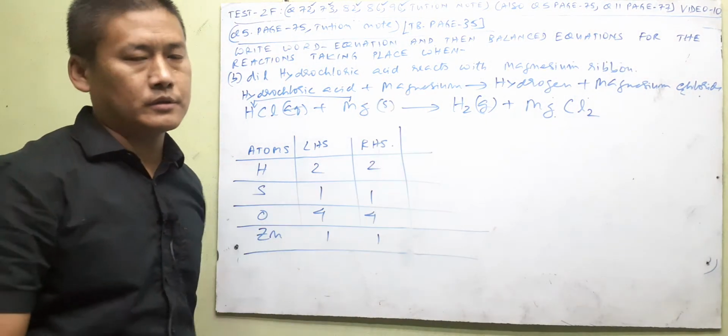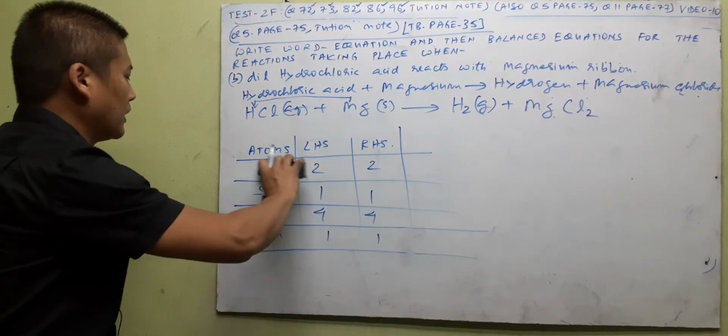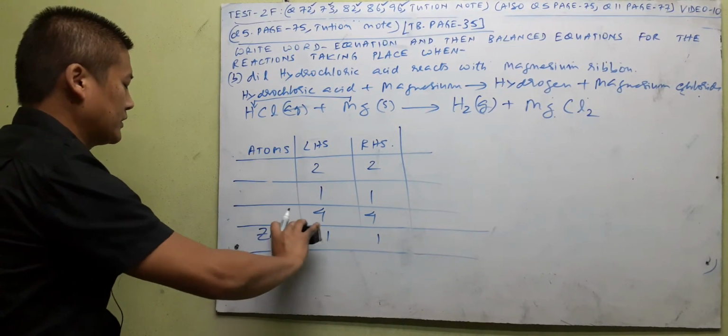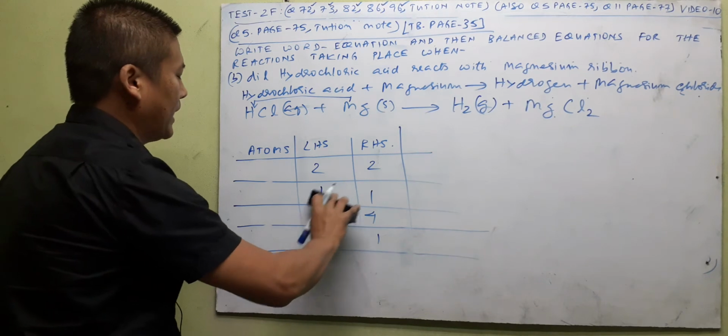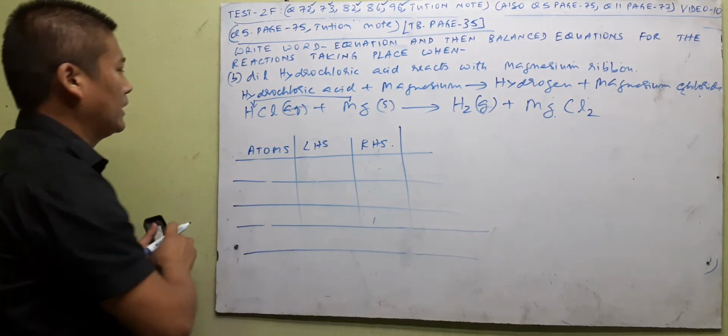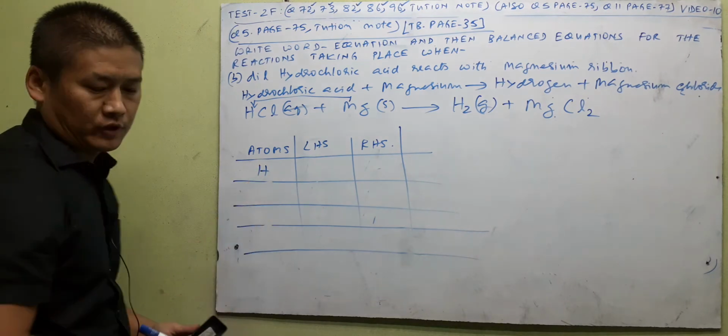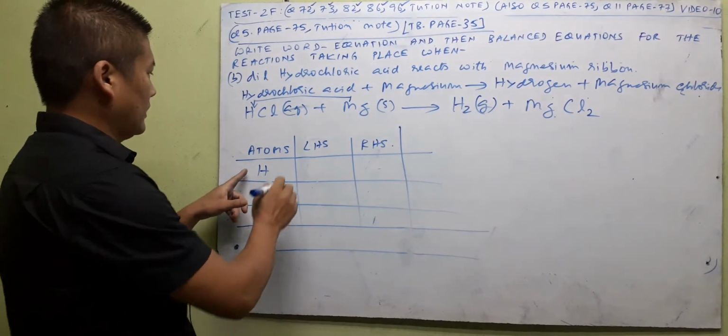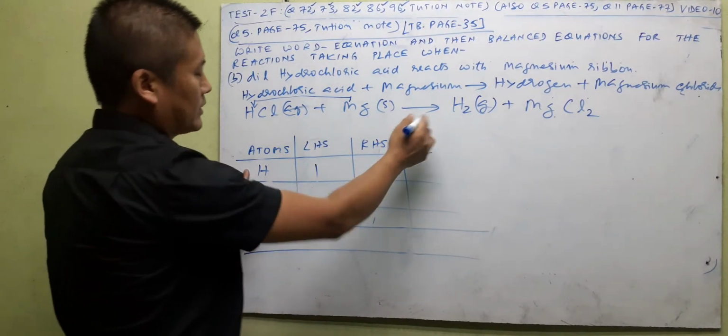It's called a skeletal equation. Let us check what we should do now. In this, make a box yourself again with your pen. Just quickly make the box. The first atom here is hydrogen. With your pencil you do this. Then here, left side 1, right side is 2.